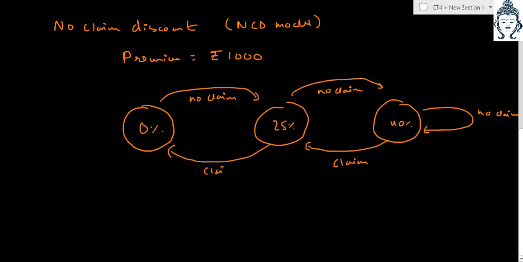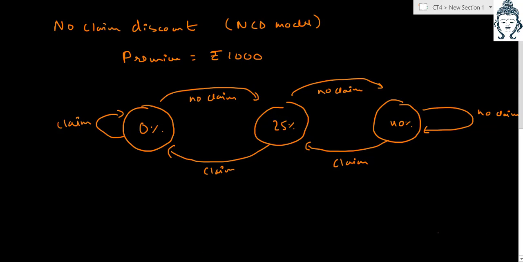But 0% is the lowest level. This is the full premium that you'll have to pay. So from this you cannot move down, right? So even if you make a claim, you stay at 0% level. Okay, so this is the consideration here.